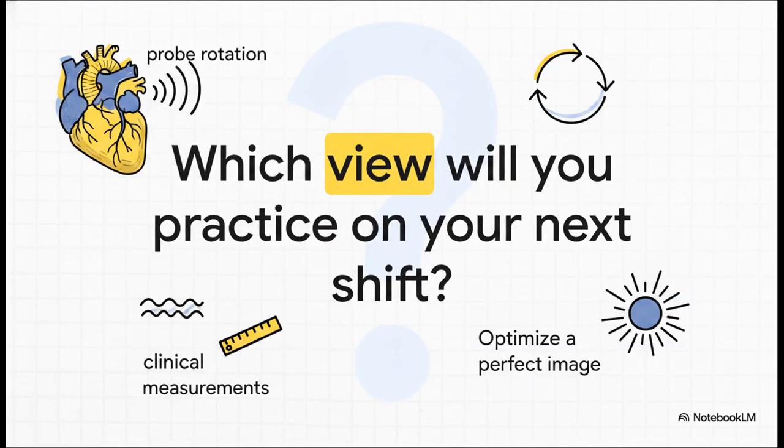Wow, okay, we have covered a tremendous amount of ground today, from the very basic fundamental differences between windows and views, to the precise physical mechanics of how we rotate the probe, all the way to those high-yield clinical measurements. Mastering transducer rotation truly is the key that unlocks the heart's anatomy for you. So I want to leave you with a question to carry into your clinical practice this week. Based on the spatial awareness we've just built together today, which specific view are you going to consciously practice optimizing on your very next shift?